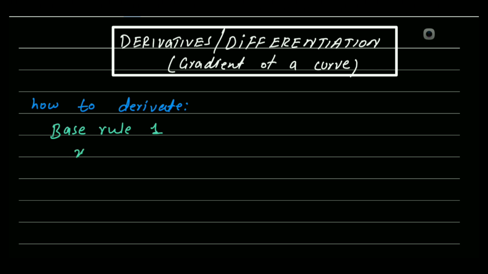If x, its derivative will be 1. The coefficient of the variable will be the derivative. If 2x is the term, its derivative will be 2. If minus 3x is the term, its derivative will be minus 3. If 4x is the term, its derivative will be 4. So base rule 2.